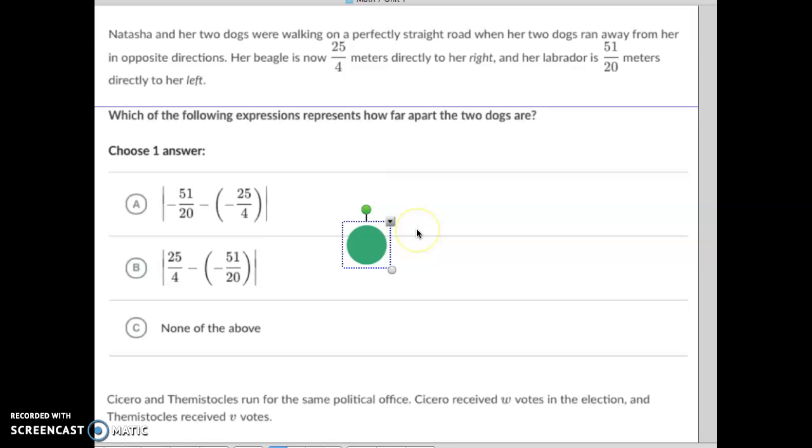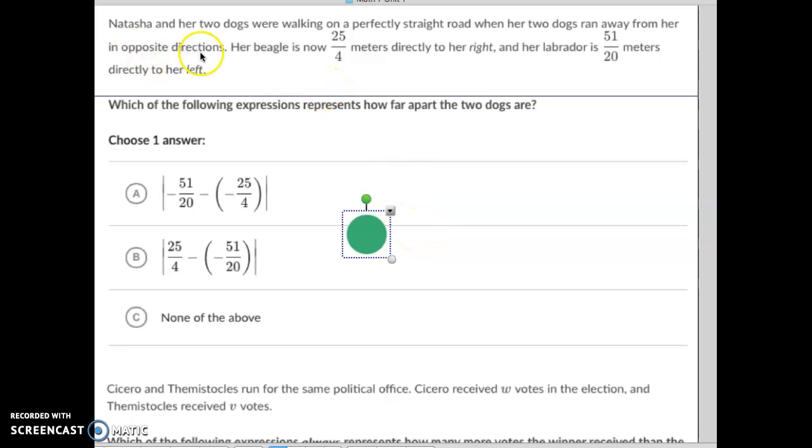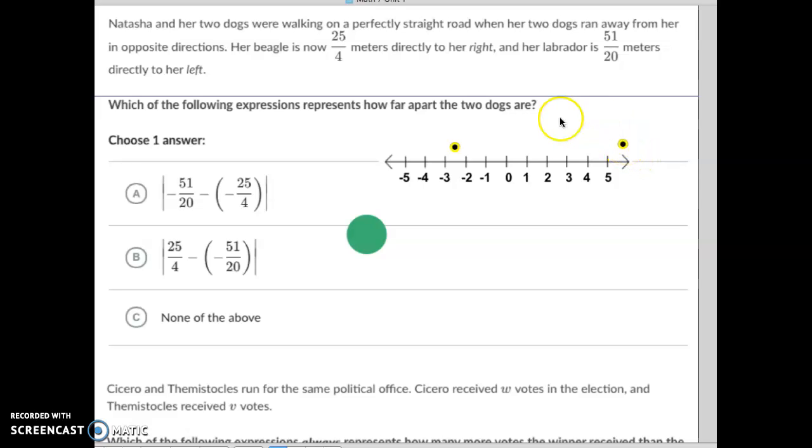All right, down here. Natasha and her two dogs were walking on a perfectly straight road when the dogs took off in opposite directions. One went 25/4 meters to the right, so one went from 0 to 25/4 meters this direction, while one went 51/20 meters to the left. You can notice that when we subtract these, we're taking the big number, 25/4, minus a negative 51/20. So again, in this one, it would be letter B.